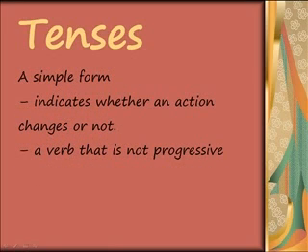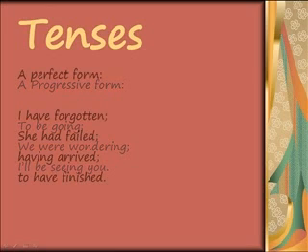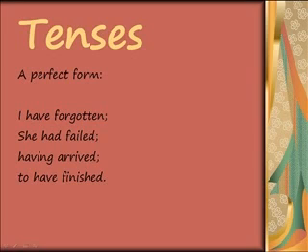A simple form indicates whether an action changes or not. It is a verb that is not progressive. A progressive form indicates an ongoing action. It is a verb form made with the auxiliary be and ing. In the examples, we can see that each sentence contains the word be and ends with a verb, such as wandering or seeing.